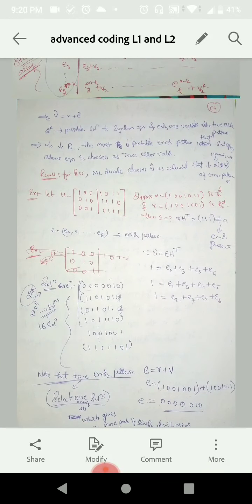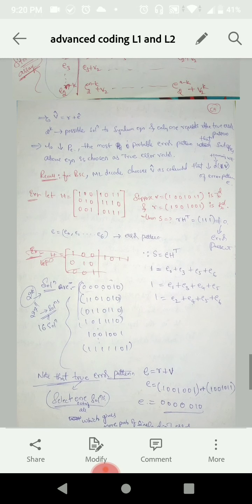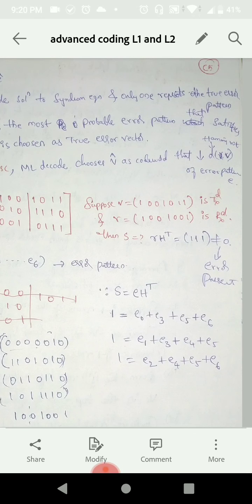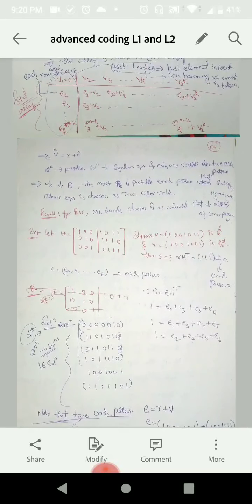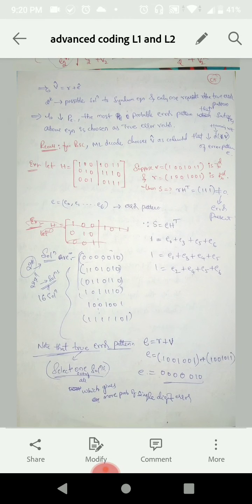First we'll recall that for a BSC, the ML decoder chooses v estimate as a code word which is used to decrease the Hamming weight of the error pattern, right? So H is given, R is given, V is given, and S is given, and S we can calculate as R into H power transpose, which is nothing but 111. If it is 0 there is no error; if it is not equal to 0, there is an error. So we are making these arrangements, 1 is equal to E0, E3, E5, E6.